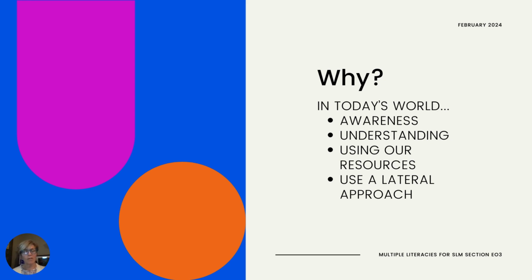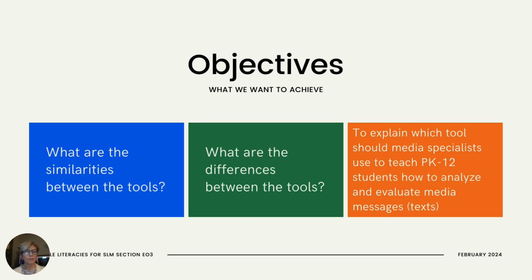One thing that's being discussed nowadays is using a more lateral approach instead of checklists to check our resources. So instead of just going down a list, check, check, check, check, we would actually consider how other people have used that same resource. Does it appear in other places? And so forth. Our objectives are to look at the two tools and discuss the similarities, then to think about the differences. Finally, to explain which tool I believe the media specialist should use out of the two to teach pre-K through 12 students how to analyze and evaluate media messages.